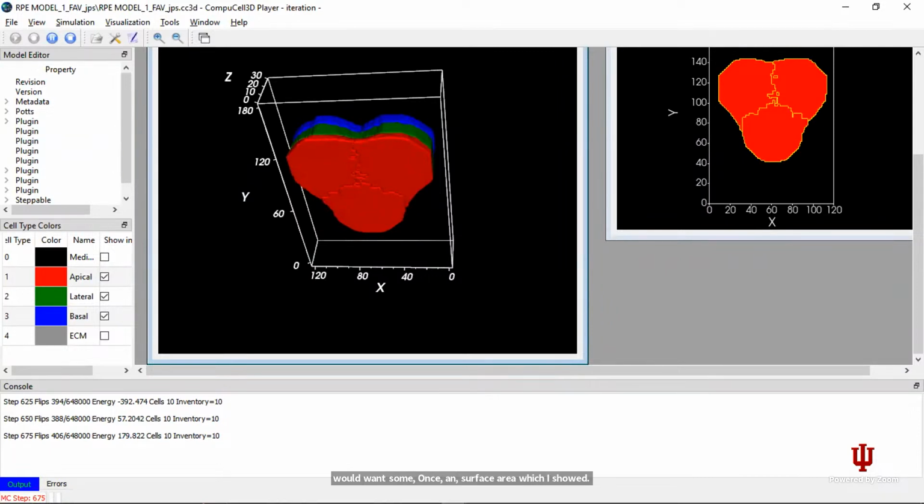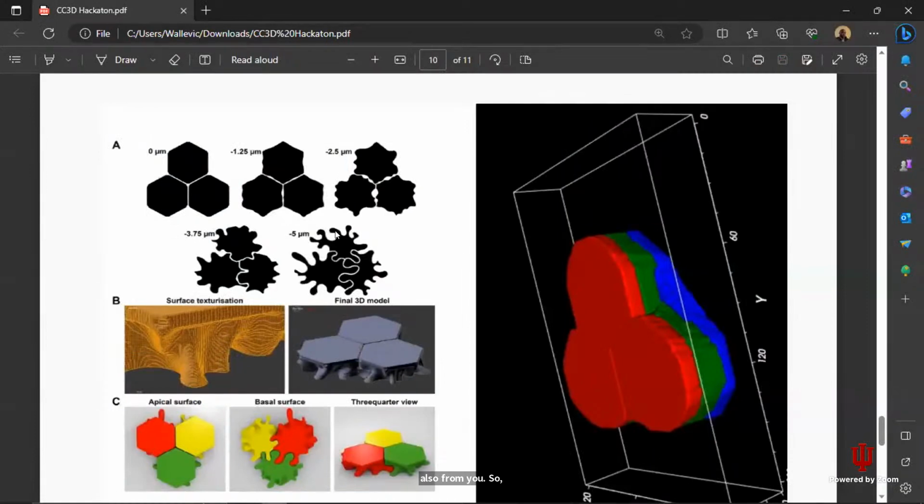I can share it also from here. So, hold on, please. So this is the exact basal surface we're trying to reproduce. Can you see this, please? Hello? Yes, we can see.